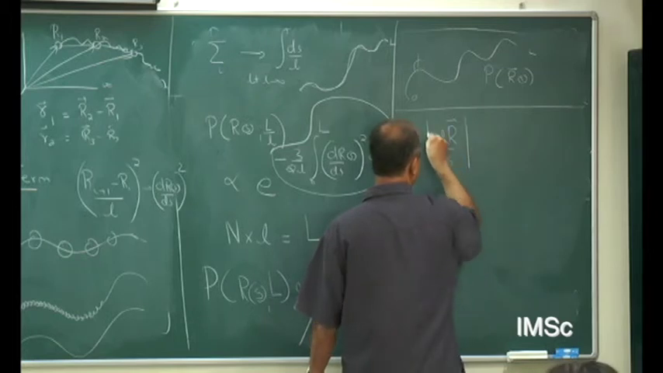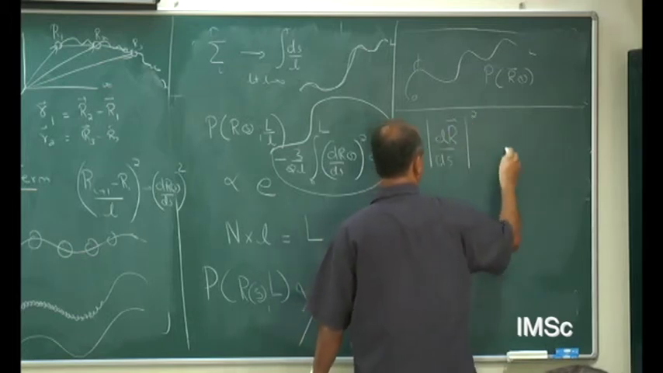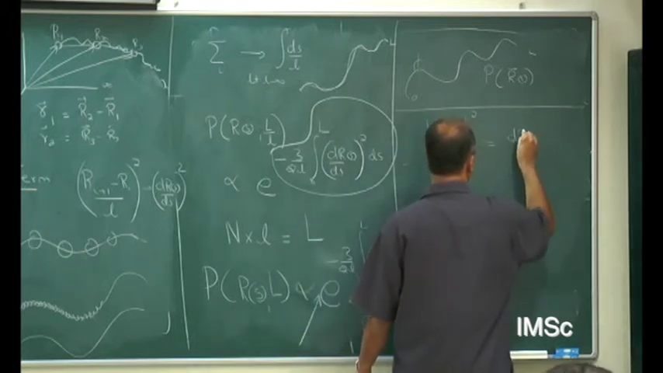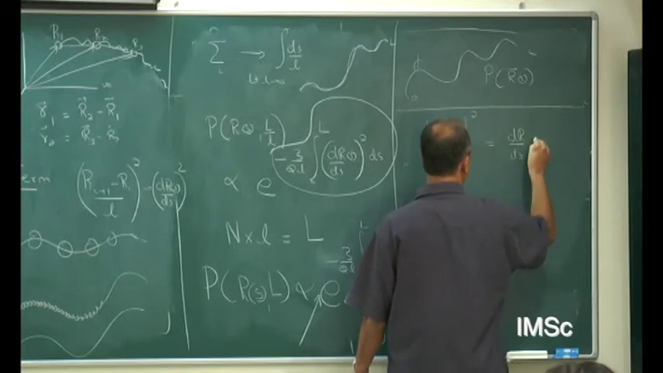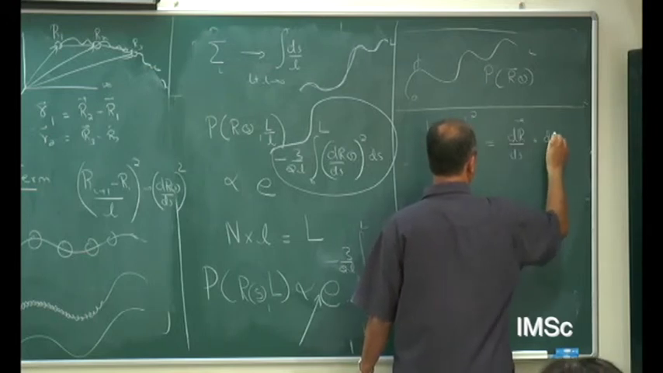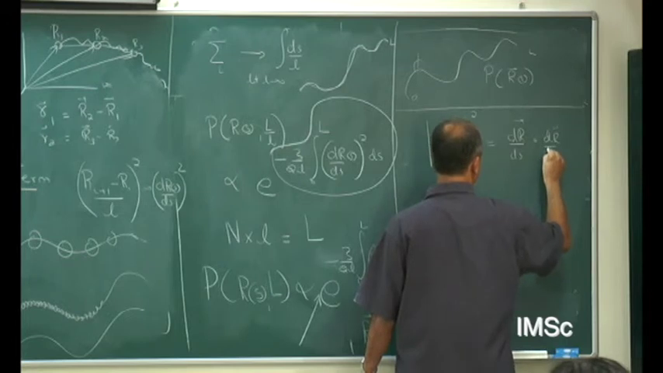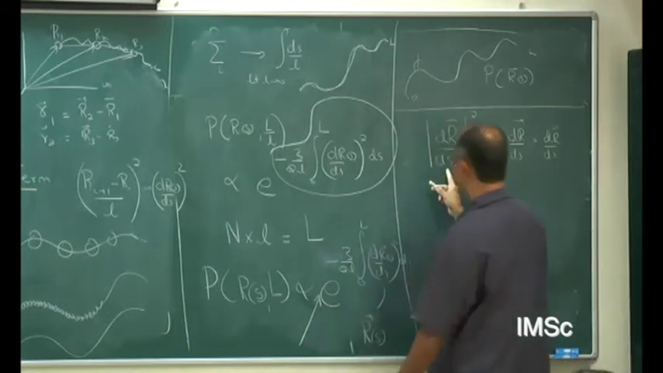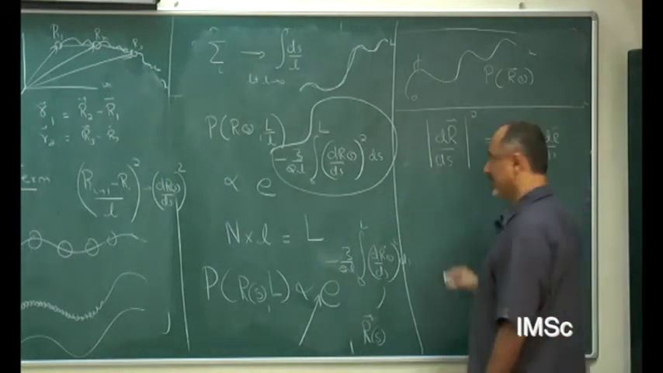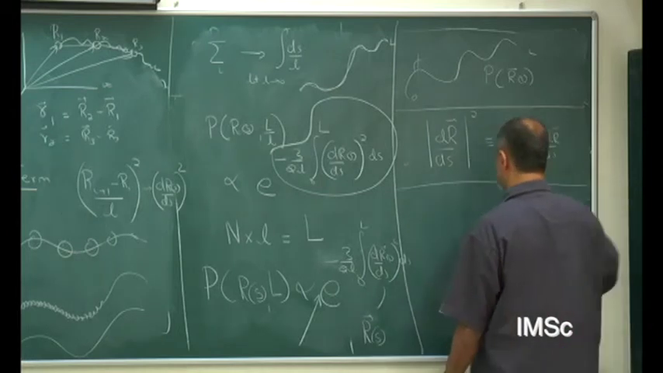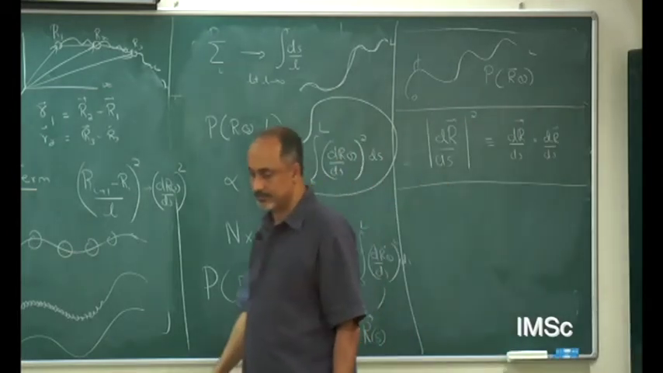So again, a bit of notation here, R is a vector, so dr by ds is itself a vector. So what I need here is to take the modulus squared of this, which really means the same as taking dr by ds and taking the dot product of that with dr by ds, which gives you the modulus squared of that vector. So this is just notational information here.